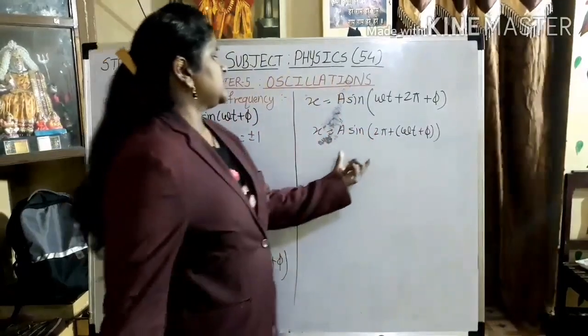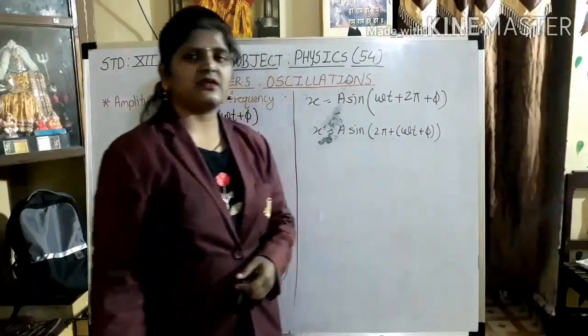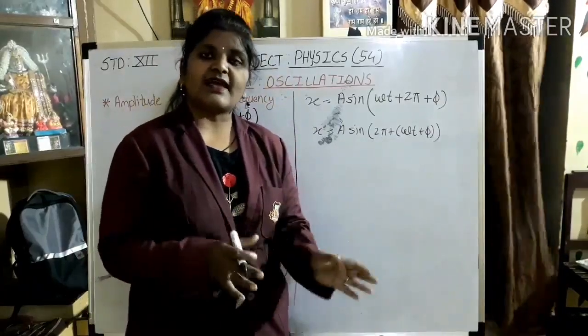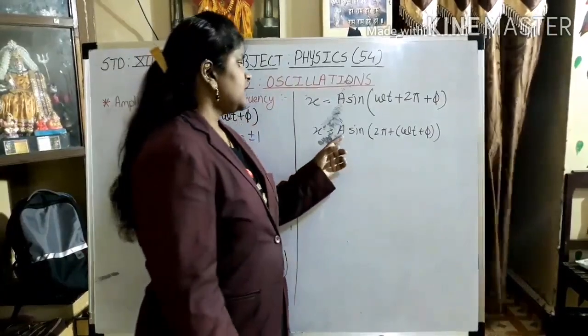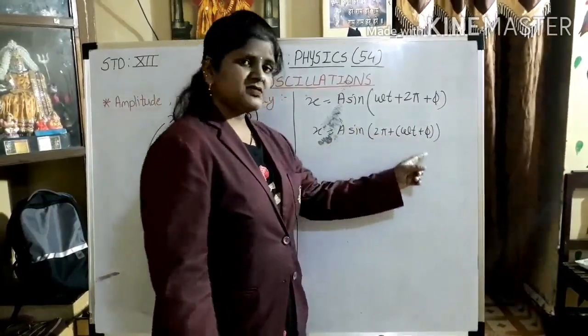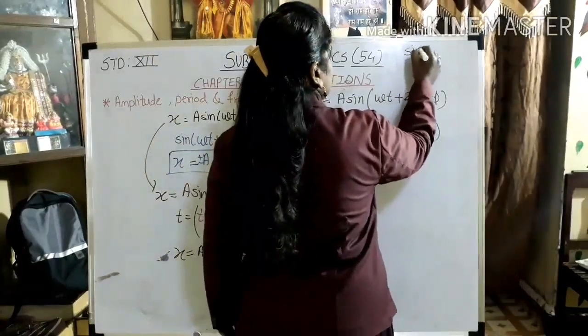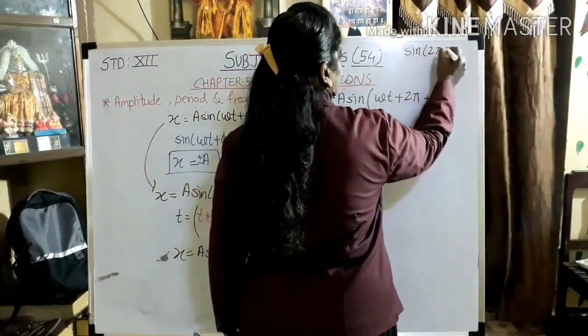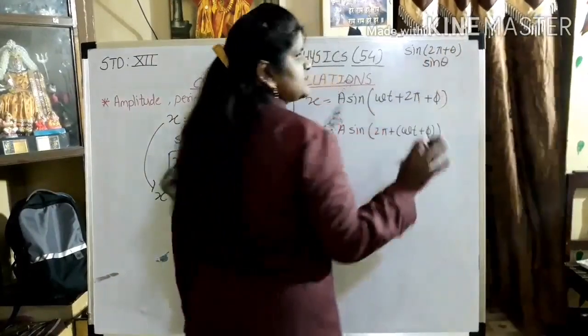Now, tell me what happens when sine of 2 pi plus theta is there. It becomes sine theta only. I am repeating it again. Sine of 2 pi plus theta is nothing but sine theta itself.